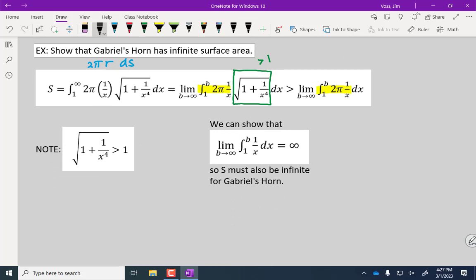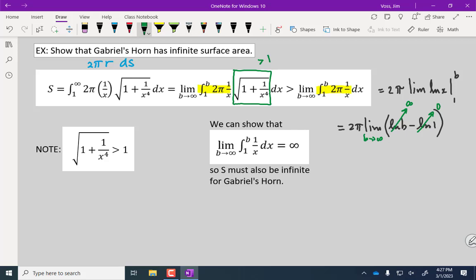So right over here, we can factor out the 2 pi. And we're going to have limit of, what is the integral of 1 over x? Natural log of x. And our limits are 1 to b. So this is going to be 2 pi times limit. We're going to have natural log of b minus natural log of 1. Natural log of 1 is 0. So that's 0. And where does natural log of b go to as b goes to infinity?